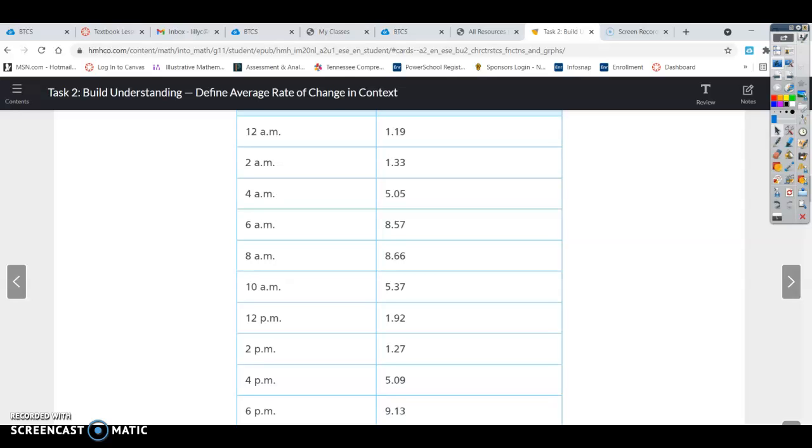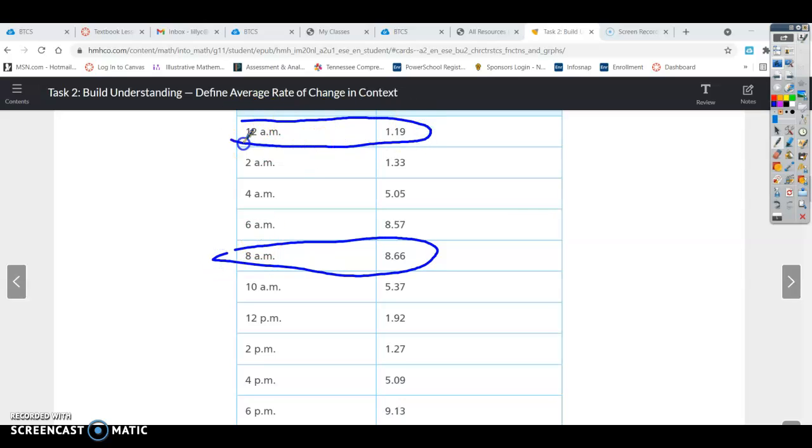So on the first one, you can see it looks like it's got a high tide here of about 8.66 and the low tide is at 1.19. So what I encourage you to do is just look at these as ordered pairs. You're going to take this ordered pair and this ordered pair, and then find the average rate of change. You can do that quickly, and then let's see what answer you get.